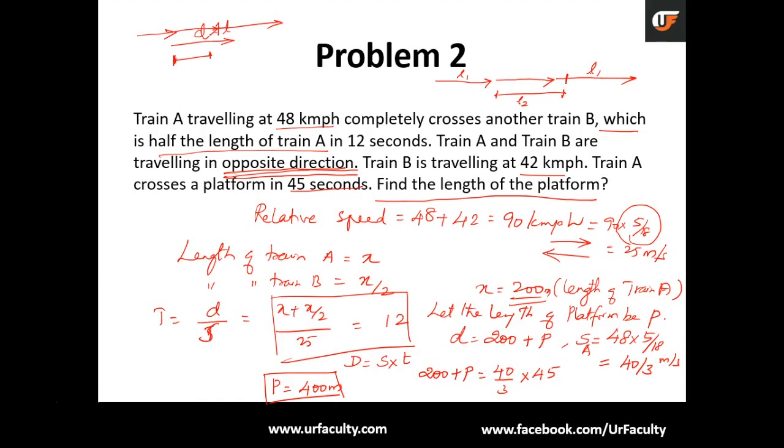I'm not doing the cancellations and all that here. It is pretty simple. If you want me to do it, I'll just do a simple thing. 3 into 15 is 45, and 40 into 15 is 600. So P, you bring the 200 to this side. P is equal to 600 minus 200, which is equal to 400 meters.